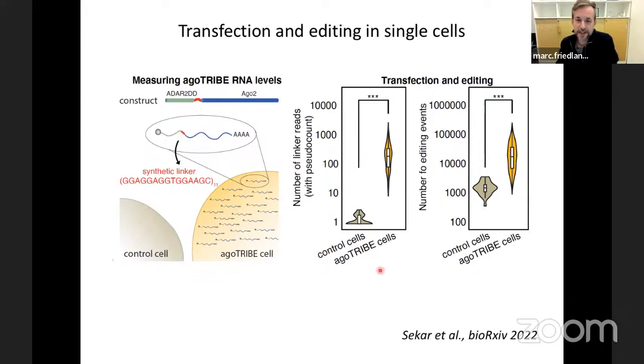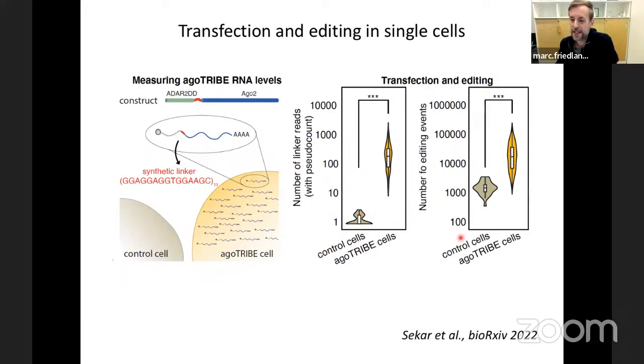And you can see here that in agoTRIBE cells, we have a lot of these linker reads. This is summing over the 703 agoTRIBE cells. And in the control cells, we have very few. So this is added a pseudo count of 1. So most have 0. And then there's some that have a few, and we think these are mapping artifacts or index hopping or something like that.